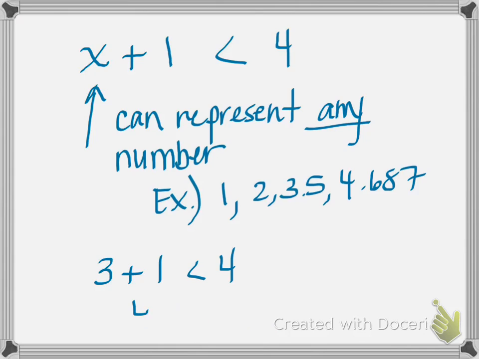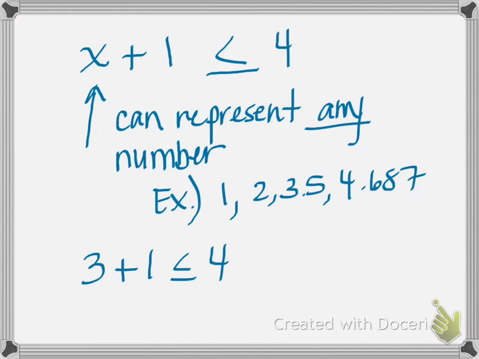However, if we go back and switch our sign and say x plus 1 is less than or equal to 4, and we plugged in 3 for x, we'd have 3 plus 1 is less than or equal to 4. 4 is less than or equal to 4. This would work. 4 is equal to 4. 4 is not less than 4. But if we notice this little line here, it says 4 is less than or equal to 4, which is completely correct.